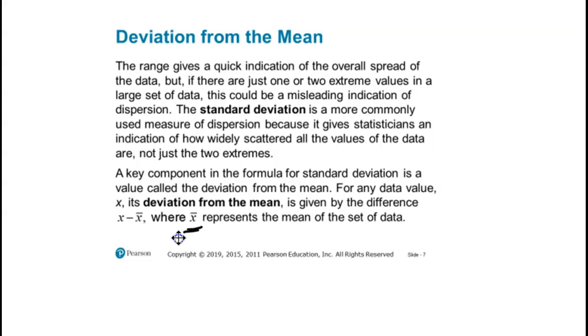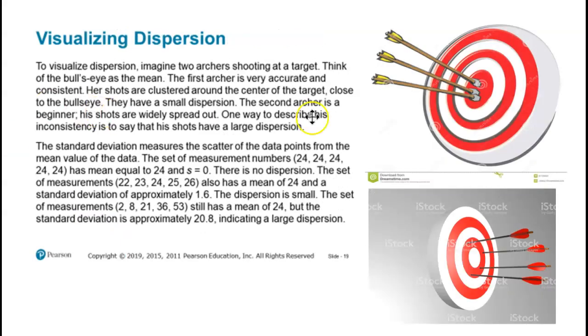X bar is going to represent the mean of the data set, and X is the data values. So we're going to be subtracting X bar, or the mean, minus the data set. And again, that's just like back here. That way we can figure out, we'll subtract the mean from the data set.